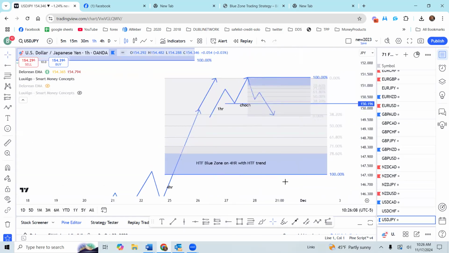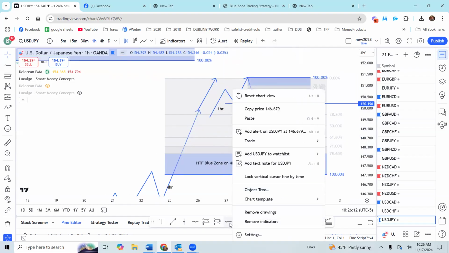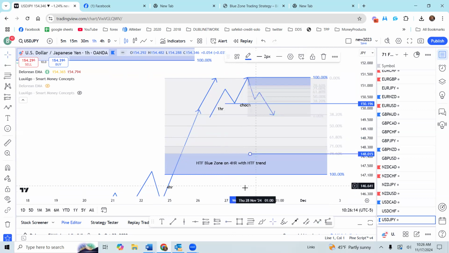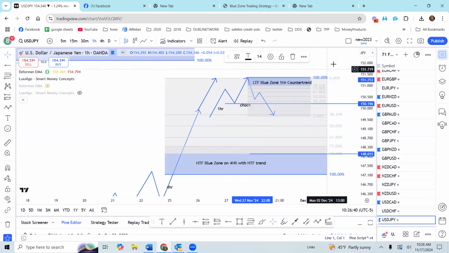And so here's our alert down here on the higher time frame. That's our blue zone alert on the 4 hour with the higher time frame trend. That's our higher time frame blue zone alert. Now we also have a lower time frame blue zone on the 1 hour, which is counter trend. It's a counter trend trade.